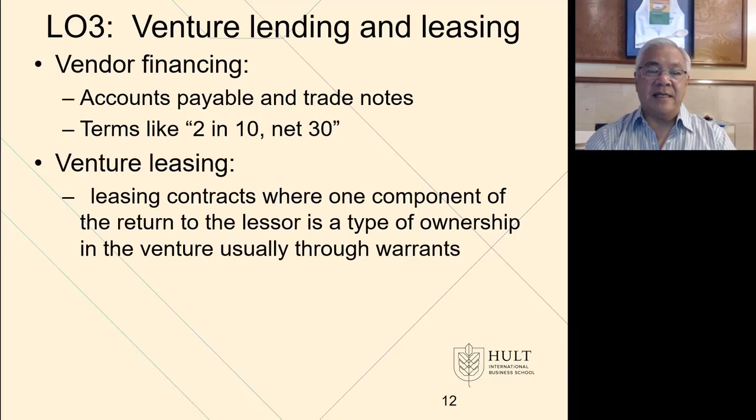Venture lending and leasing. So we know about vendor financing. So we might have trade terms like accounts payable or trade notes and 2/10 net 30. But venture is quite different.